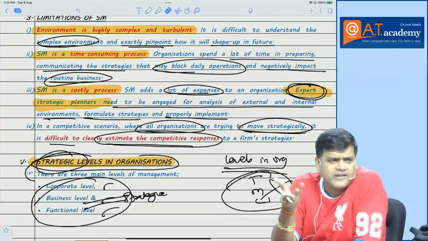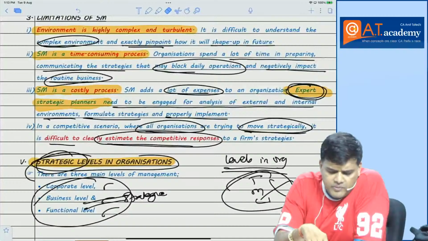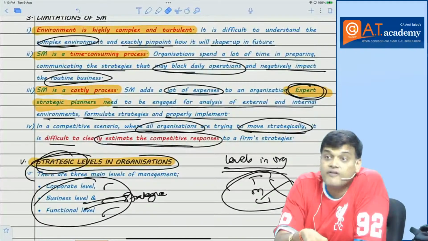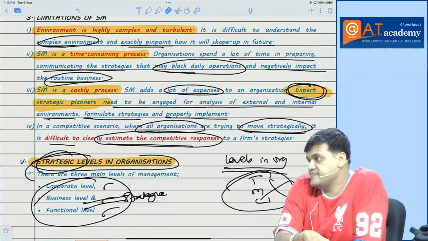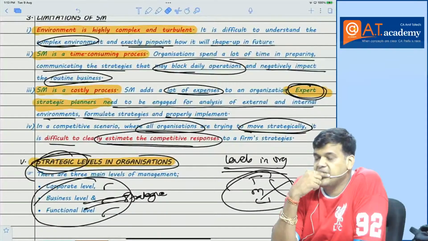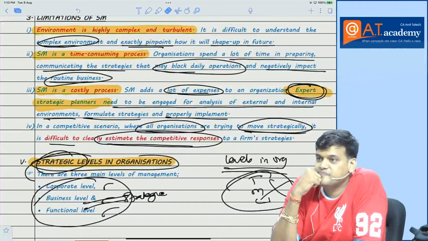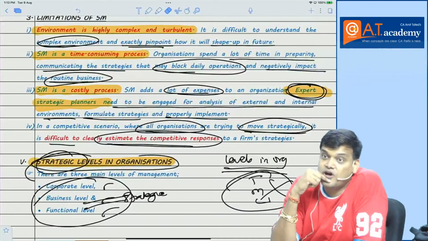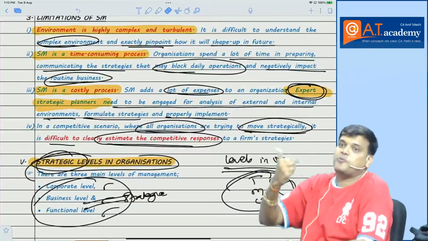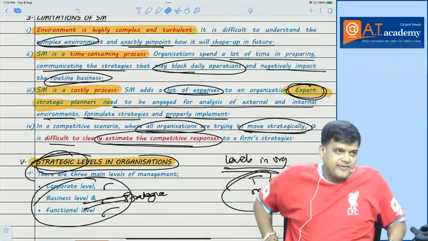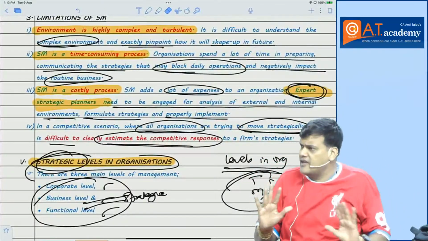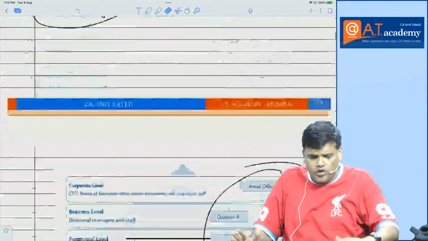Conceptually this is clear. One more question was: roles of corporate level manager. Tata Group is corporate level. Now we are focusing on the Tata Group owner. So there are 8 points, very easy. Roles of corporate level manager.